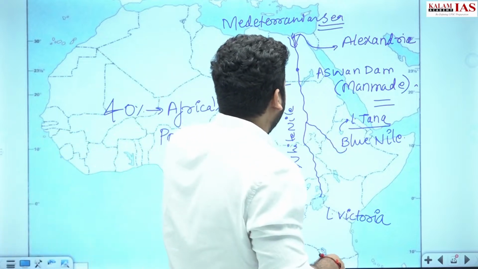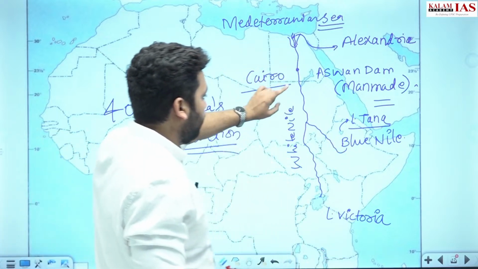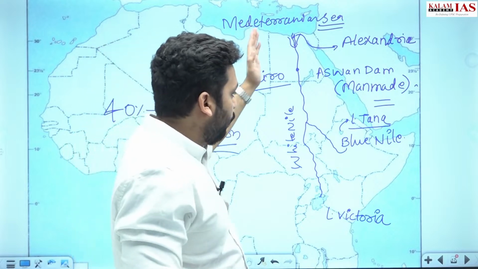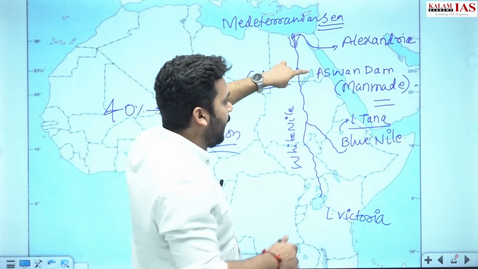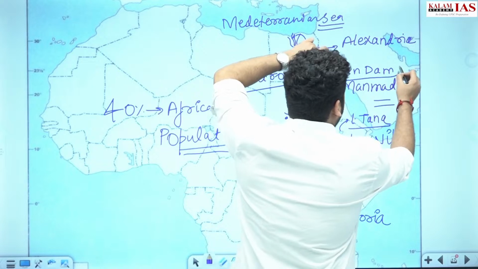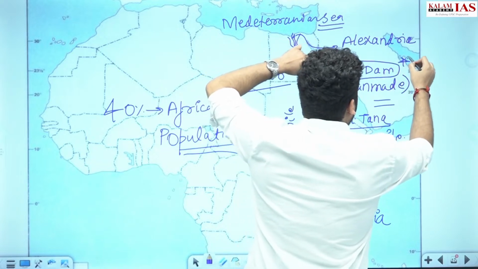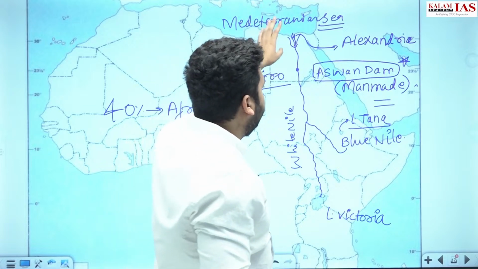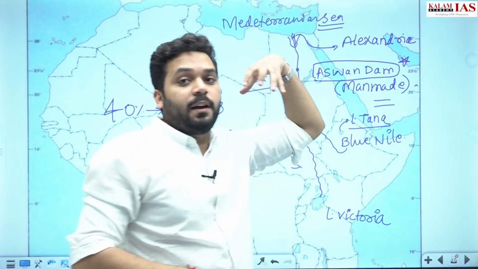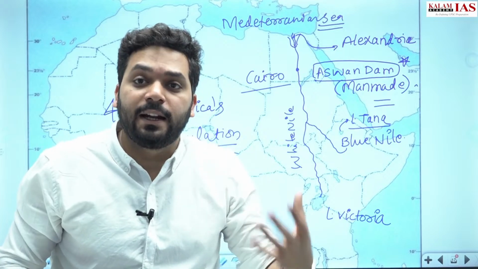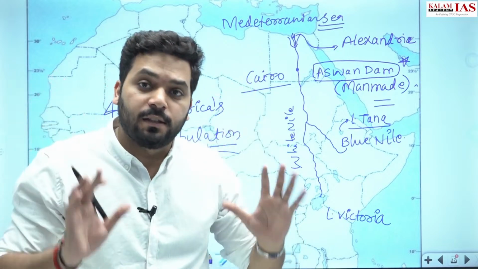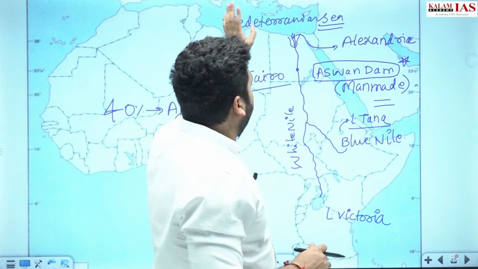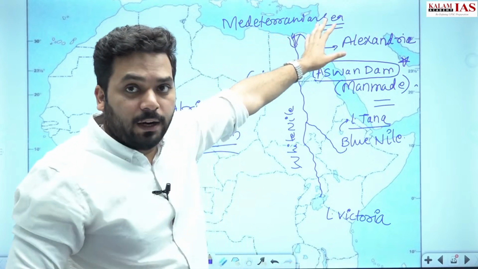It joins in the Sudan. Then it goes northwards, and the Aswan Dam in Egypt is built on the Nile River. It also passes through the capital of Egypt, that is Cairo, and then drains into the Mediterranean Sea, where a very famous port city, Alexandria, is there on the Nile's delta.